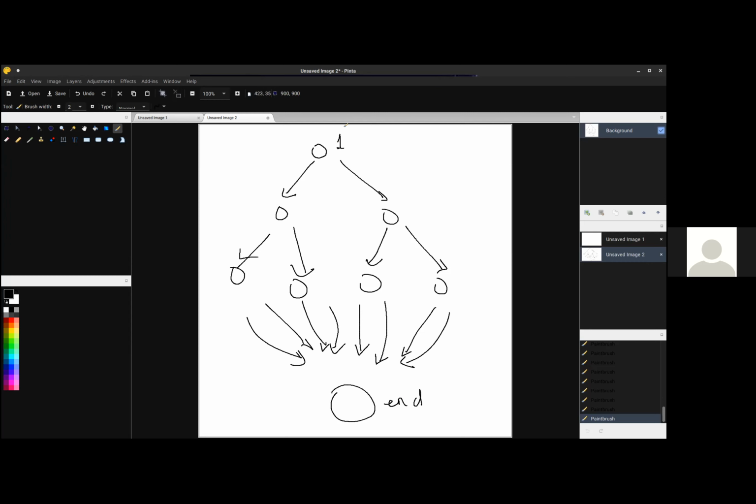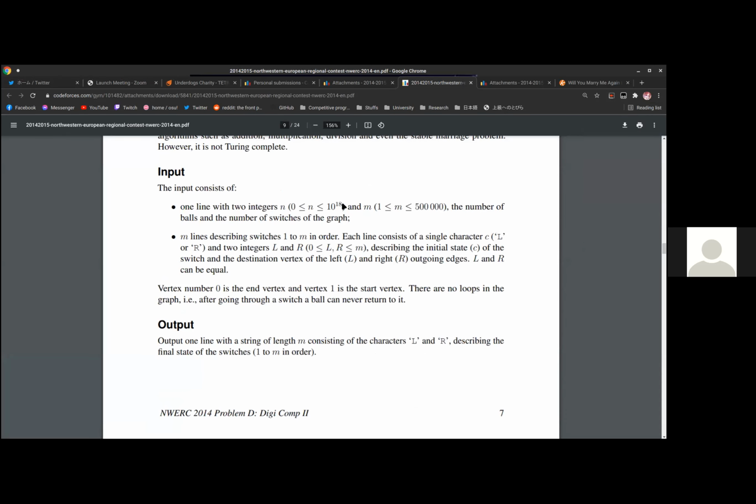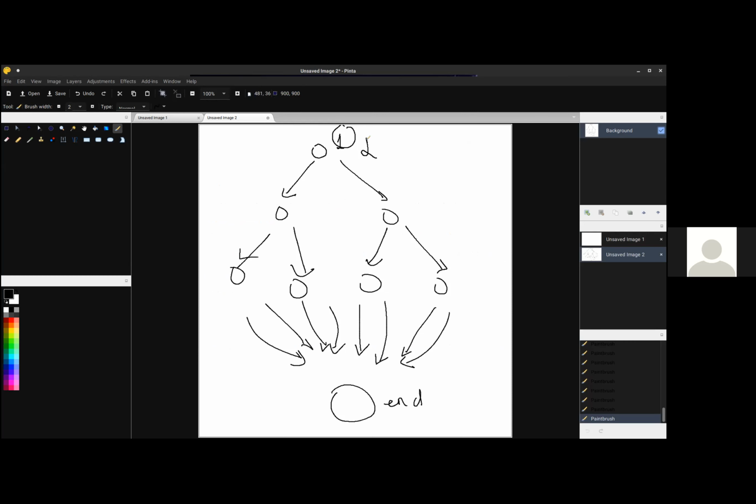So suppose we start here. I will claim that from node 1, if we know the original state of node 1, suppose it goes to the left, and we also know the number of times the ball touches node 1, which is basically the number of operations, because every operation touches node 1, then we know how many times the ball will go to the left edge and how many times the ball will go to the right edge.